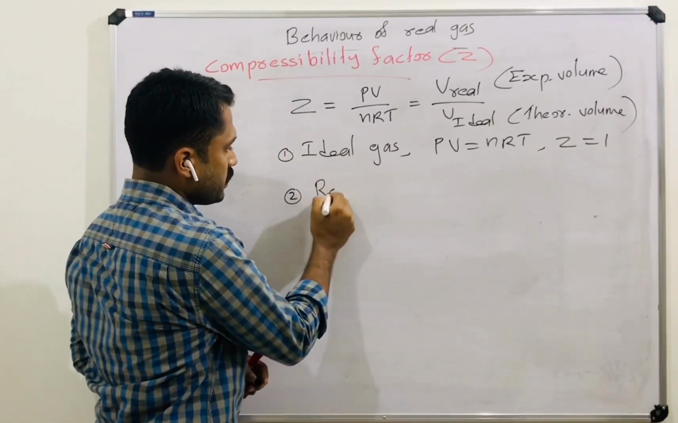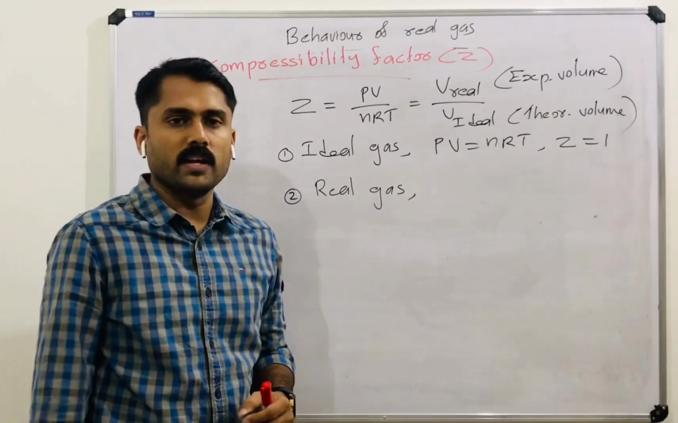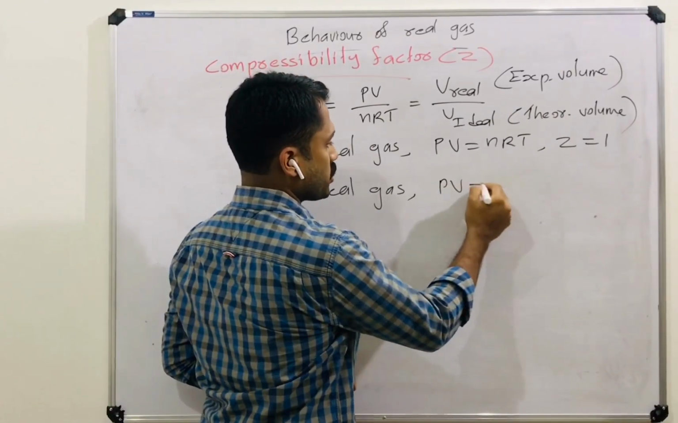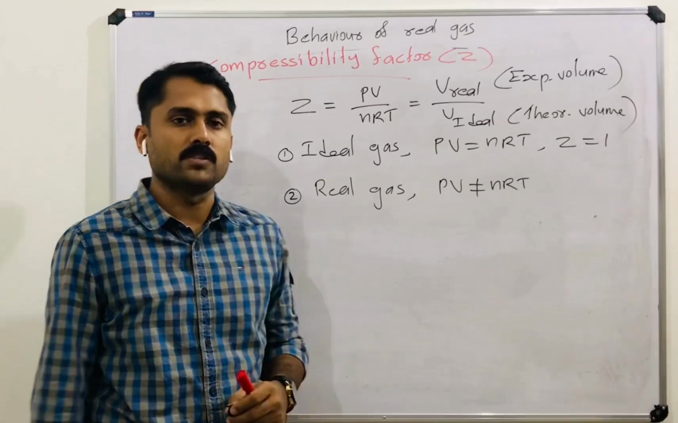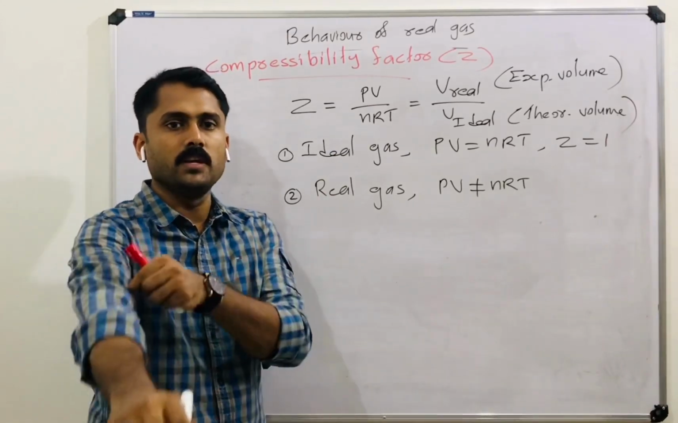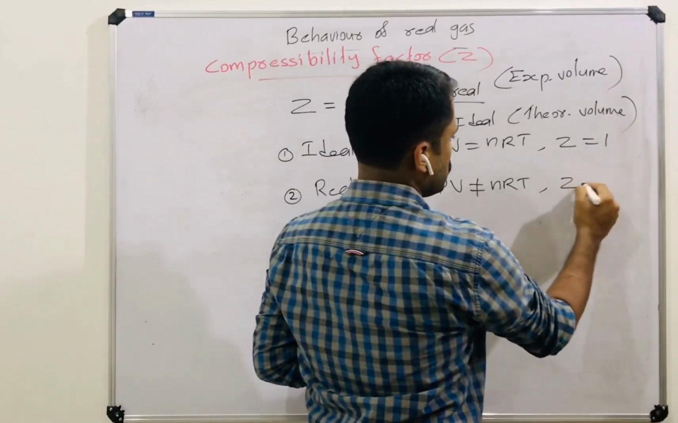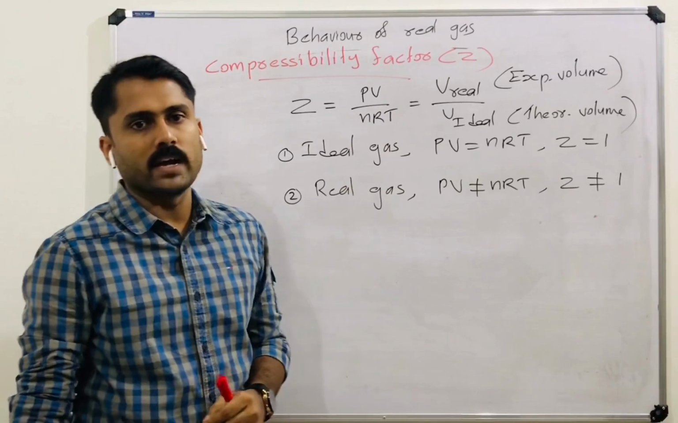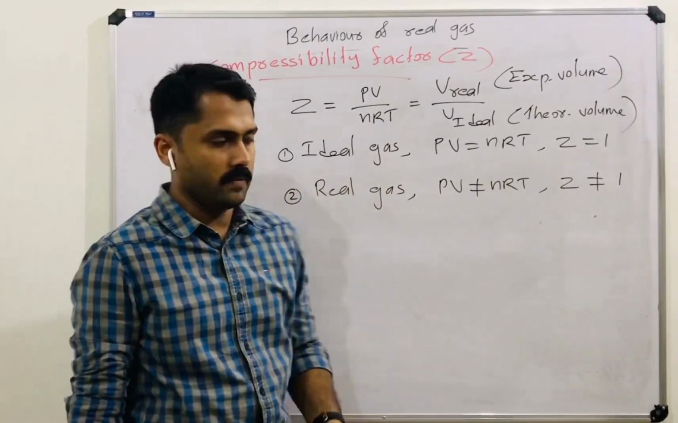In case of real gas, PV is not equal to nRT. We know the equation of real gas: P plus n square a by V square into V minus nB equals nRT. PV is not equal to nRT, so Z is not equal to 1. Based on the Z value, we can determine the deviation of real gas from ideal behavior.